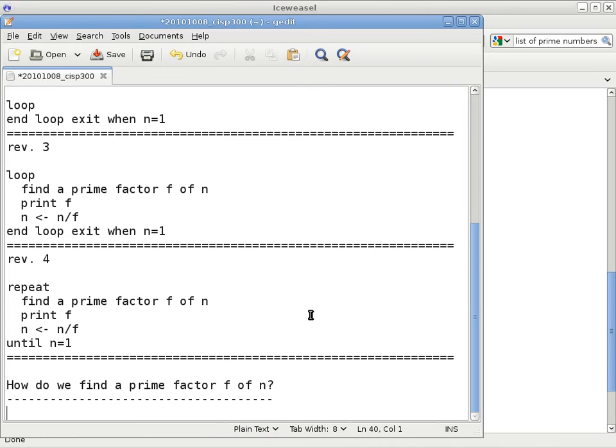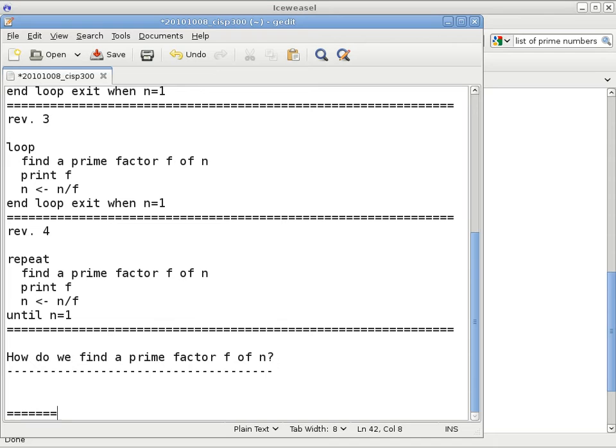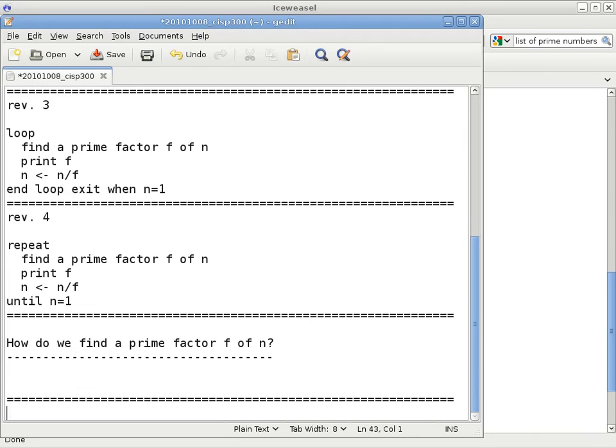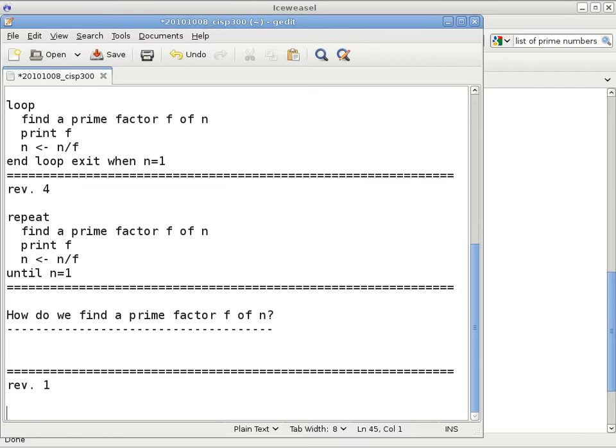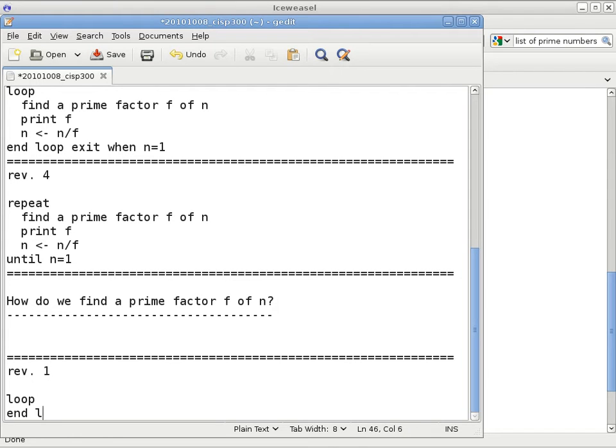So, can I write an algorithm to do it? Do we have enough steps already to systematically determine how to do something like this? Yes. Okay, very good. Do we have a loop? Are we doing something repetitively? Yes, we are. Okay, so let's say loop and loop.